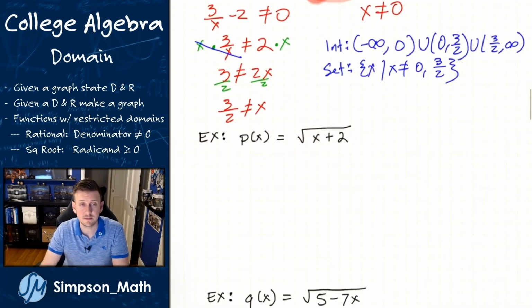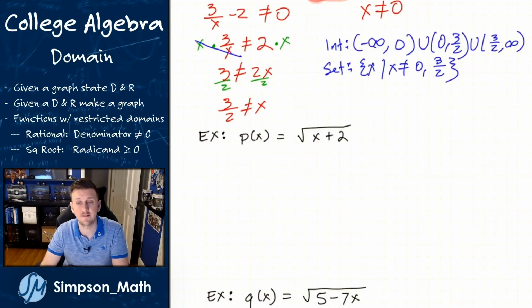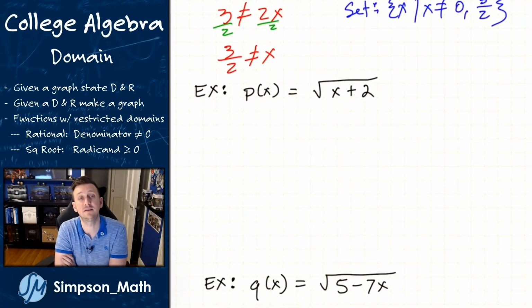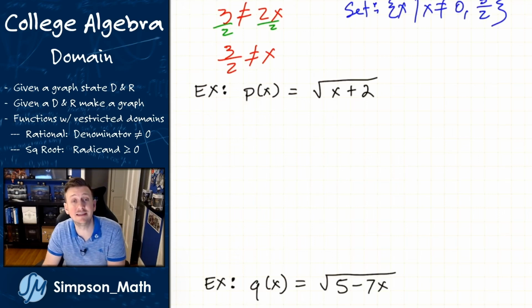Alright, switching gears. Now we have this p of x. So p of x is the square root of x plus 2. Is this red alert or business as usual? Now, this is going to be a red alert, but is it the Klingons attacking us? Is it the fact that this is in a denominator? No, silly. It's the Romulans this time. The Romulans are attacking us.